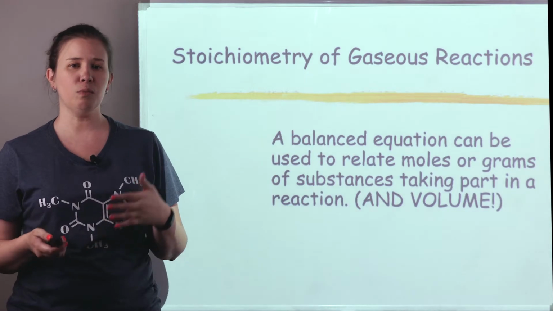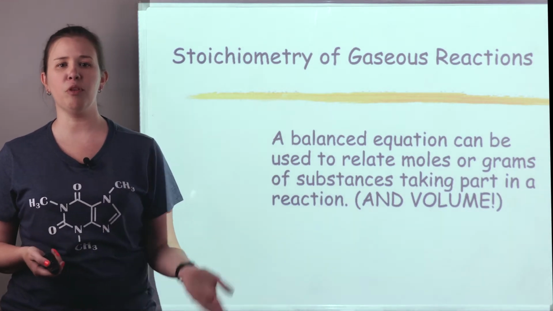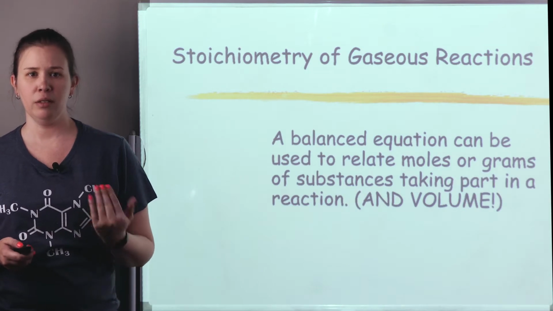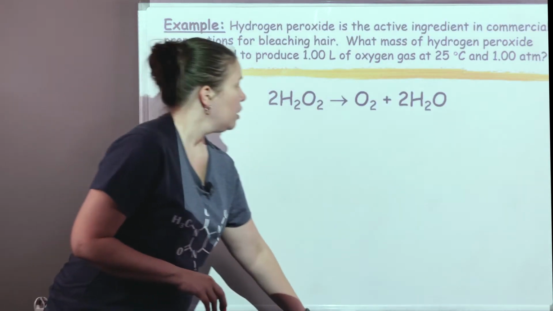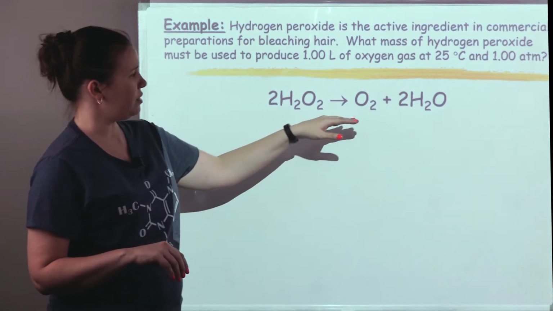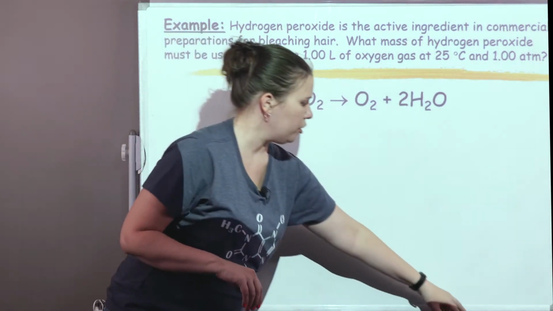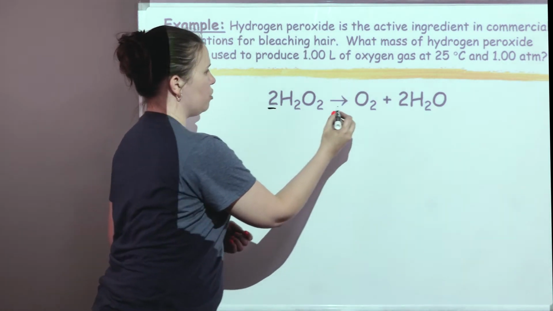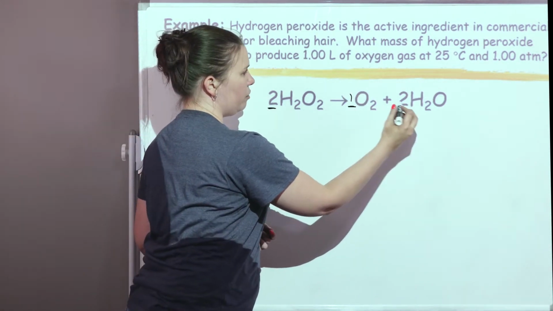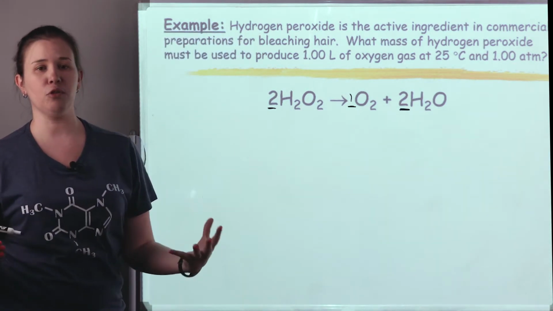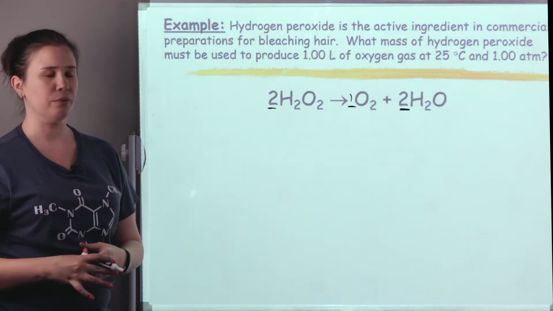We can still use those balanced equations in order to come up with mole ratios, but we can also look at the role volume will play. So let's look at an example. Here we have hydrogen peroxide in a reaction where it breaks down into oxygen gas and water. Notice the mole ratios here. We have 2 moles of hydrogen peroxide, 1 mole of oxygen, and 2 moles of water. Since it's stoichiometry, we know that's going to be an important factor, right?